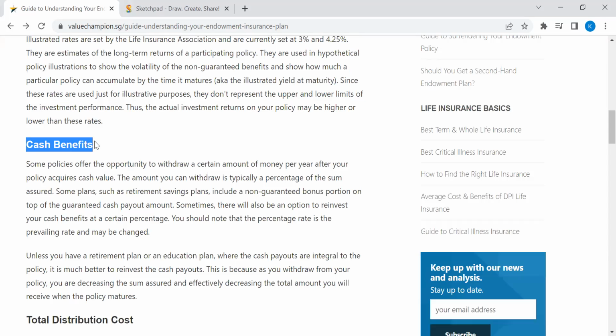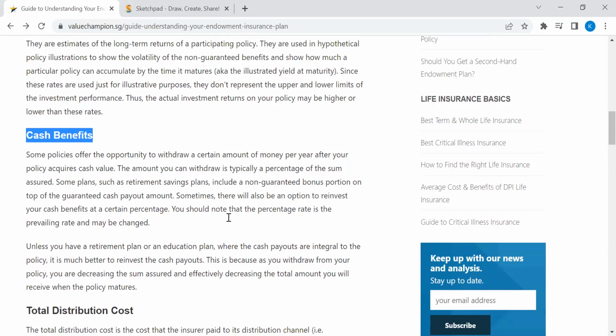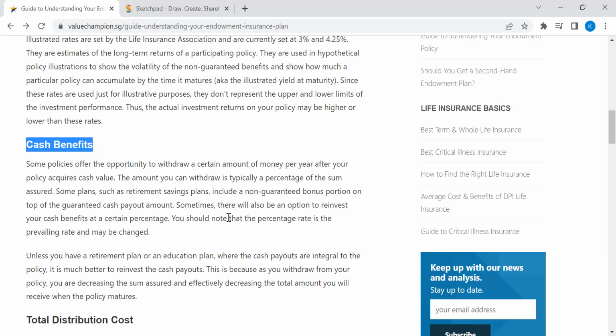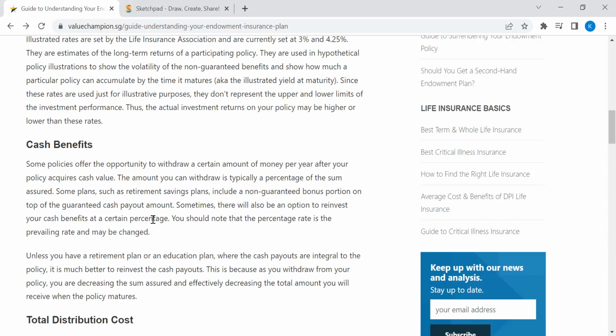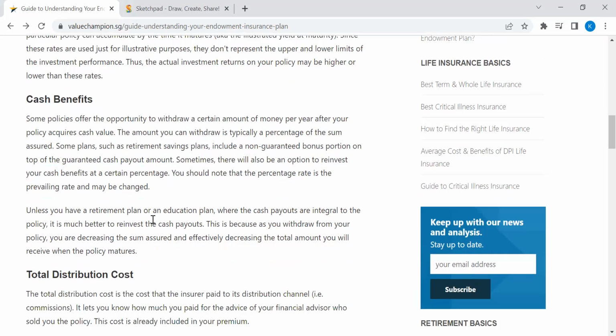Then the other thing is about cash benefit. Some policies offer some form of what I call liquidity. Usually for endowment plans you cannot take out your money, but some of them actually have cash benefits. This means that you can withdraw part of the cash benefit without penalty. In most cases, the insurance company will also offer a reinvestment option. If you choose to park the cash benefit back with the company, you can earn interest on that as well.